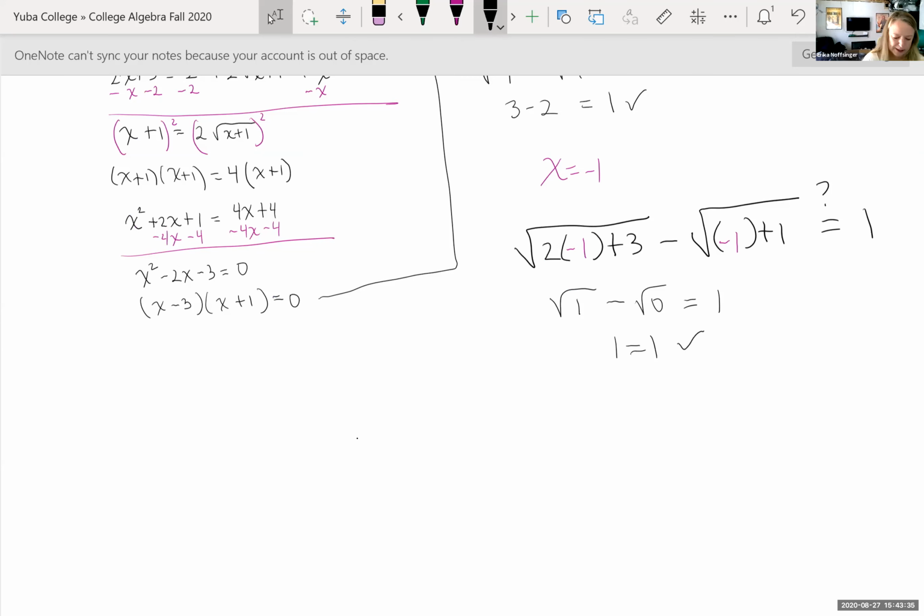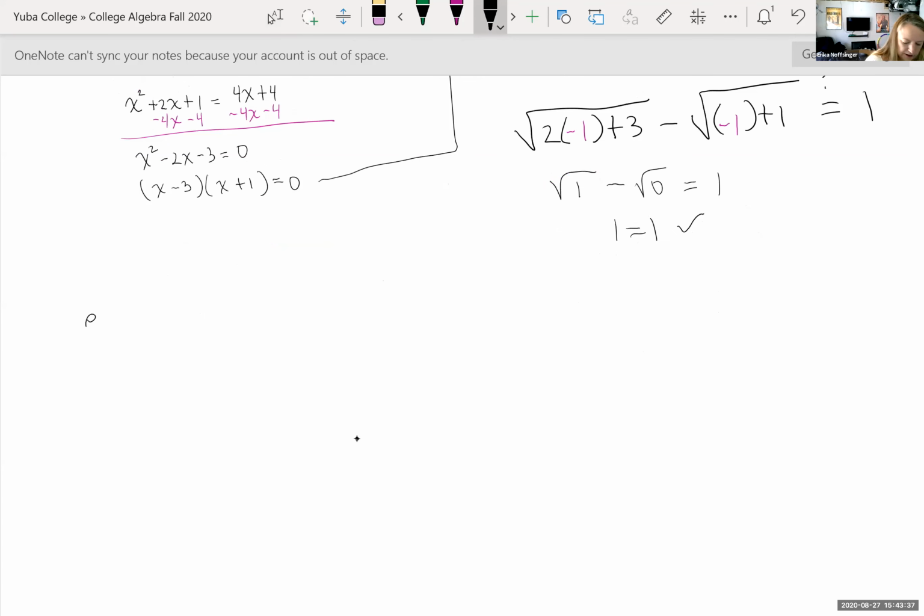What if it was, one more, this one doesn't have a radical, but it does have a power. Inside parentheses, we have 2x plus 1, and that whole parentheses is raised to the 1/3 power. This is equal to negative 1.